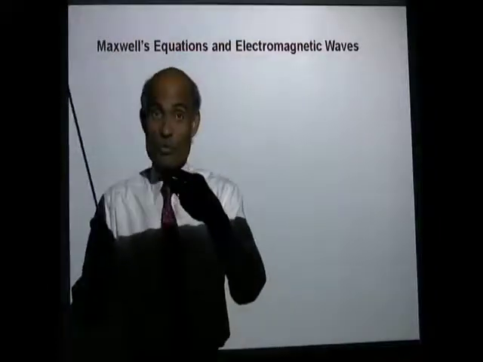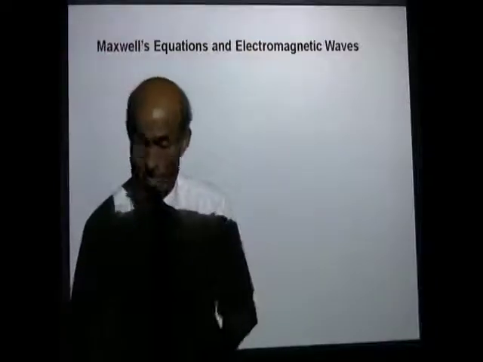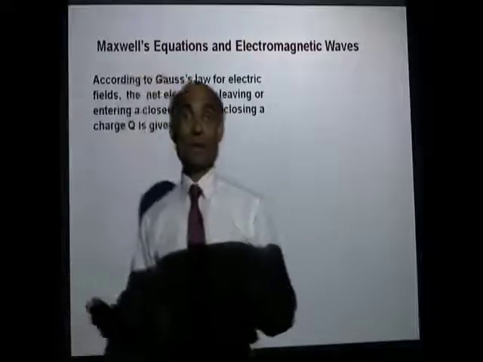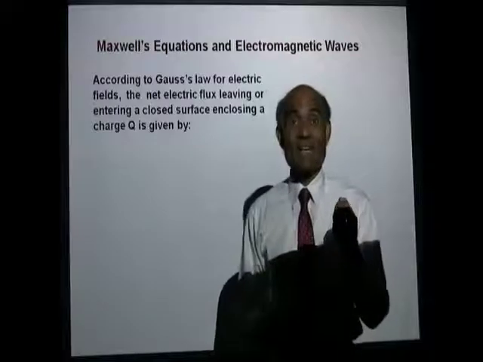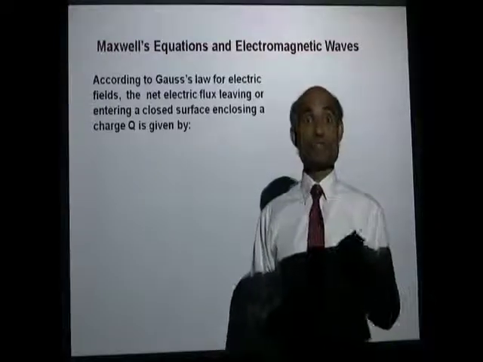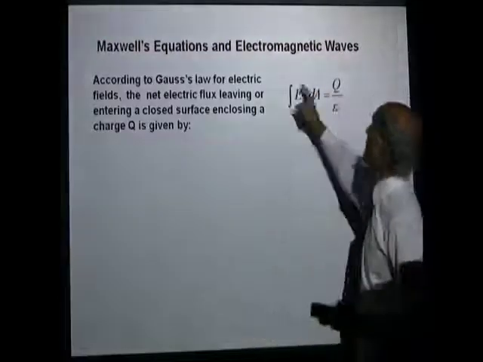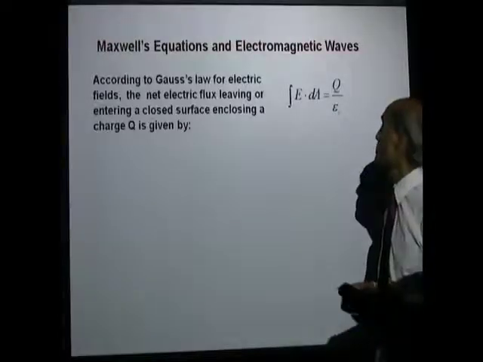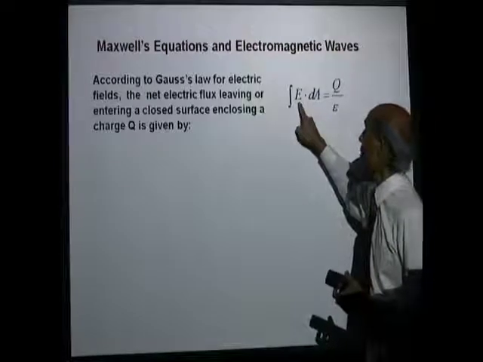Well, both these rules are actually part of Maxwell's equations. So, let's now talk about Maxwell's equations. According to Gauss's law for electric fields, the net electric flux leaving or entering a closed surface enclosing a charge Q is given by integral E dot dA equal to Q over epsilon naught. What does this quantity mean?